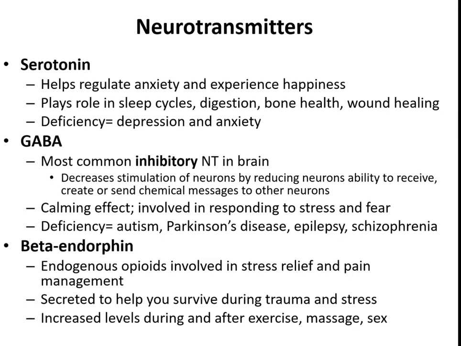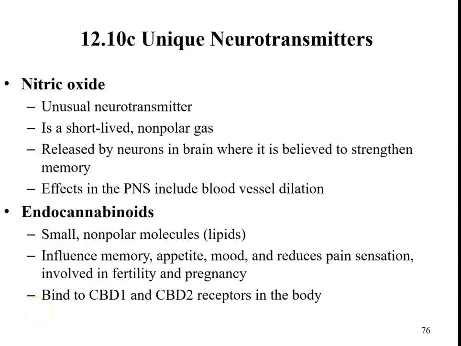Beta endorphin, this is an endogenous opioid involved in stress relief and pain management, and it's basically secreted to help you survive during trauma and stress. You'll see increased levels during and after exercise, massage, and sex. Nitric oxide is a very short-lived gas. It's nonpolar, and it is a neurotransmitter. It's going to be released by neurons in the brain where it's believed to strengthen memory. Effects in the peripheral nervous system of nitric oxide are going to include blood vessel dilation.